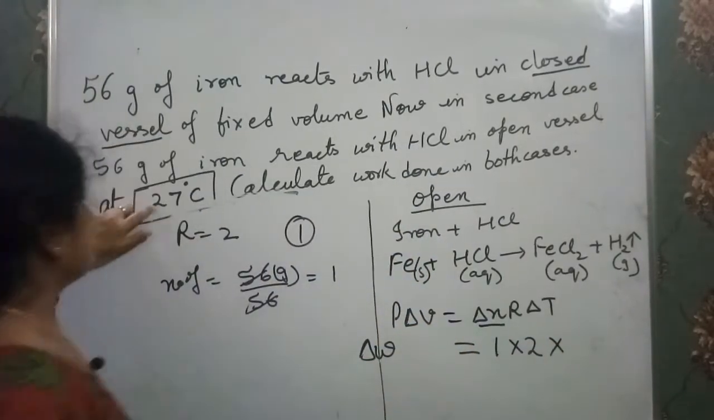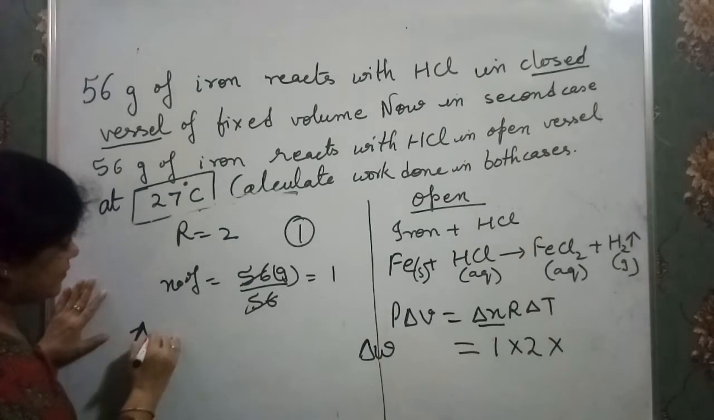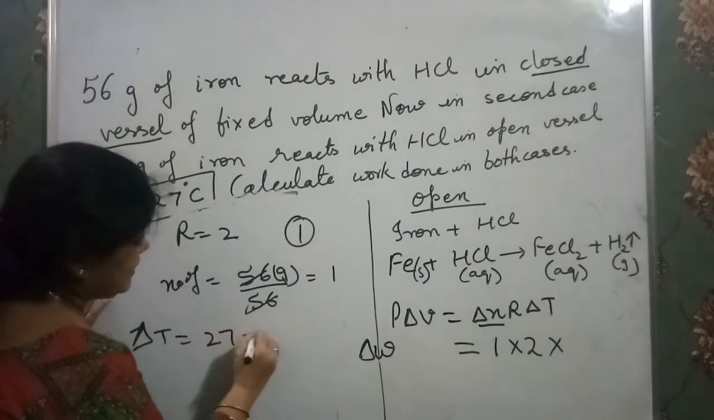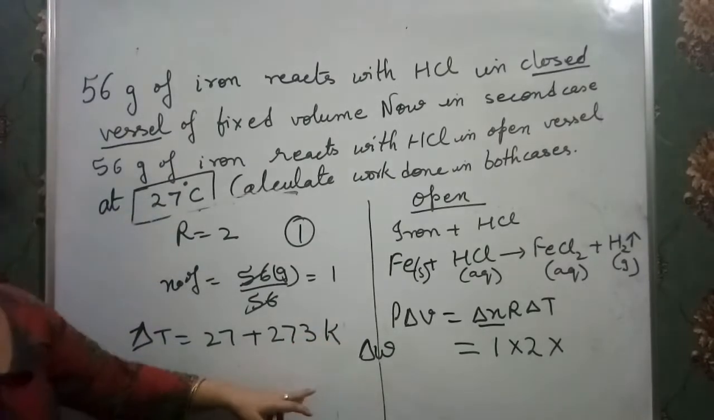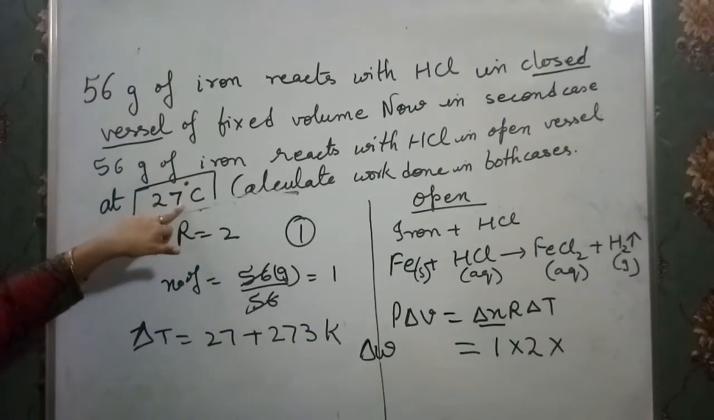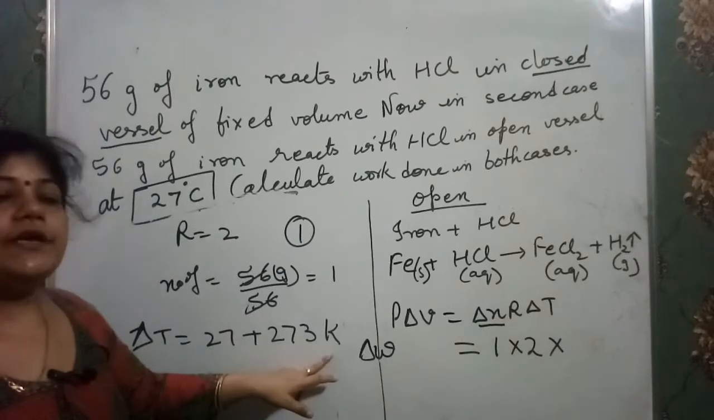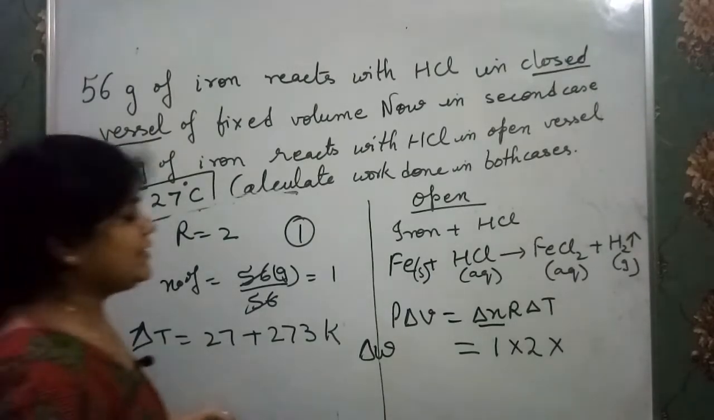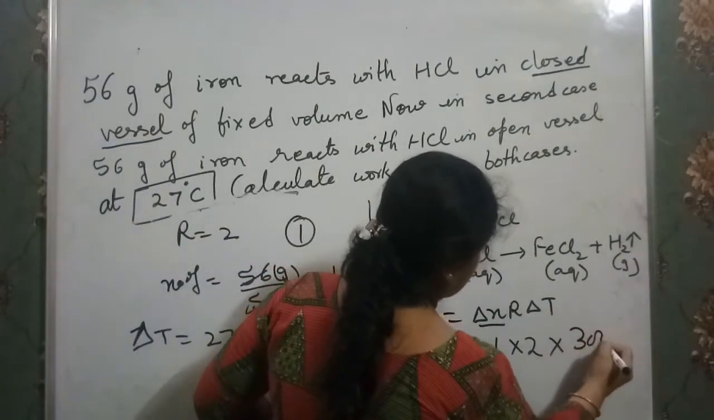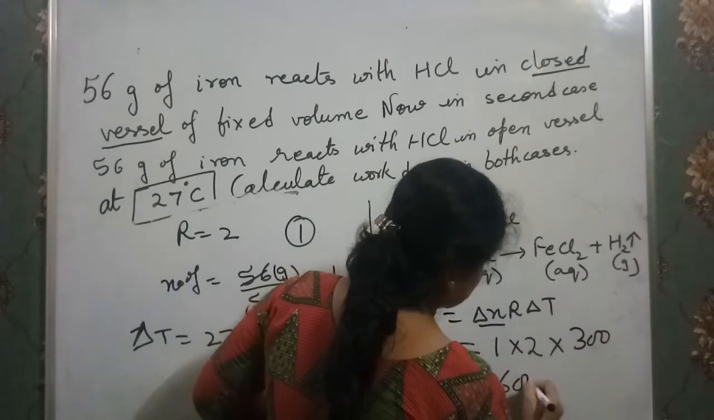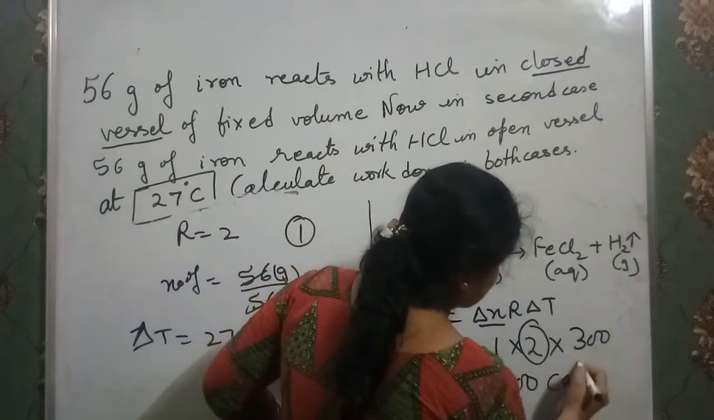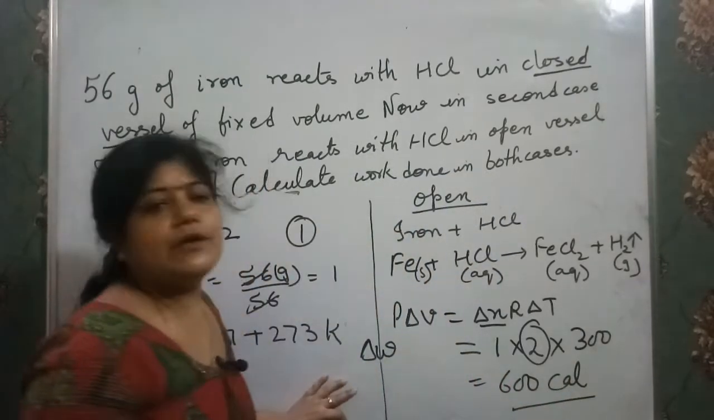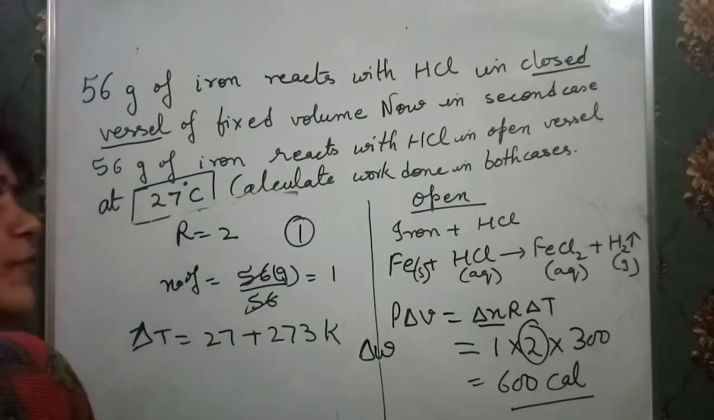Now temperature is 27 degrees Celsius. Just add 27 to 273 in order to convert into Kelvin, so its value is 300. So our answer is 600, because we have taken the value of R as 2, so the answer is written as 600 calorie. Okay, now I am going to take the next concept.